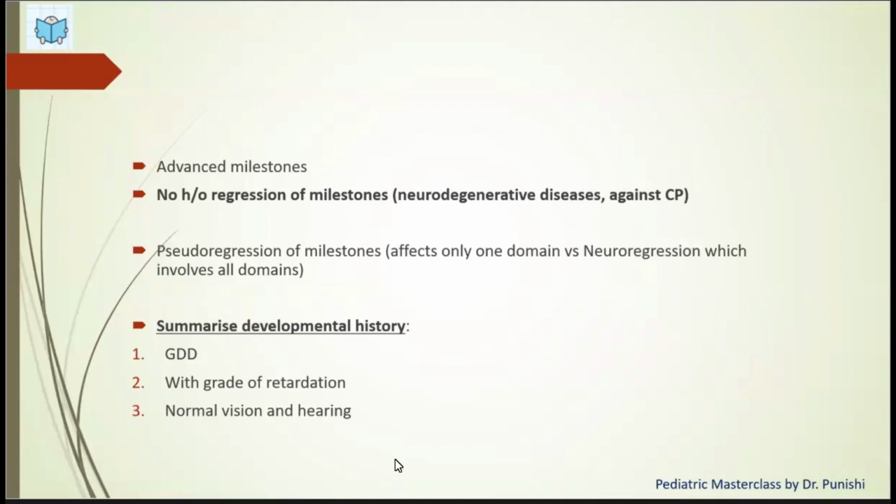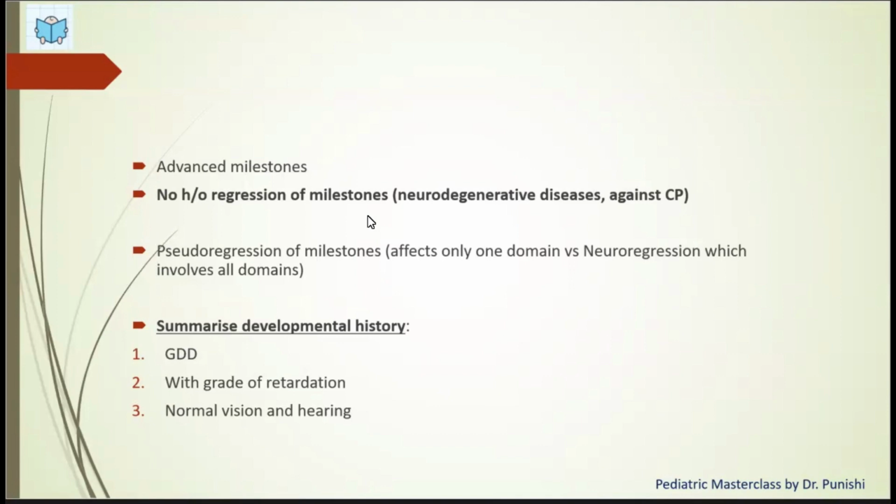A very important point to mention is whether there's a history of regression of milestones. Now, what do you mean by regression of milestones and why is it so important to us? When I say regression, as the word suggests, it means that the child has achieved those milestones and has started losing them. So let's say the child was able to sit without support, probably even walk, and now he's not able to even roll over. So he has achieved age appropriate milestones and then has started losing them. That is what is regression.